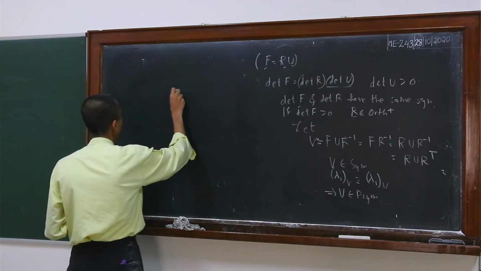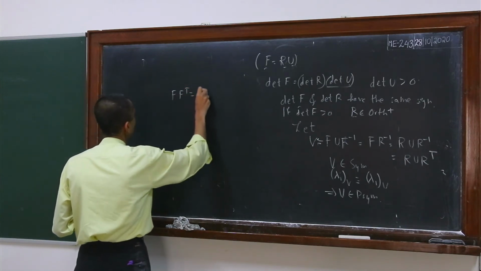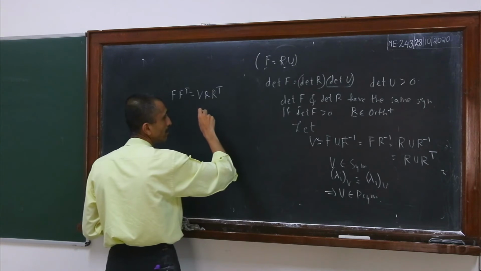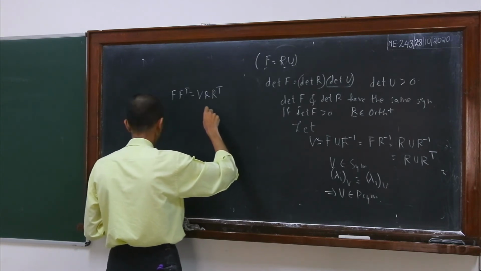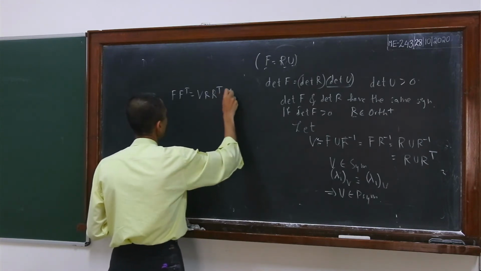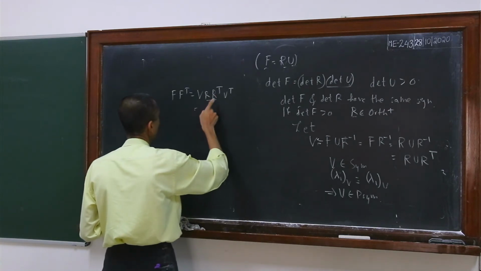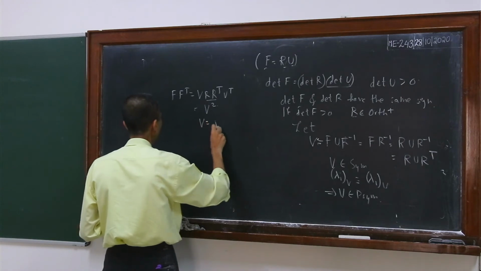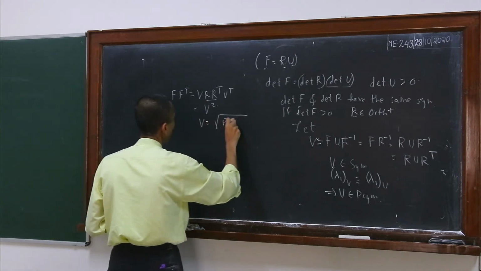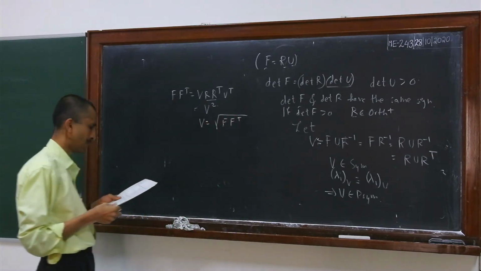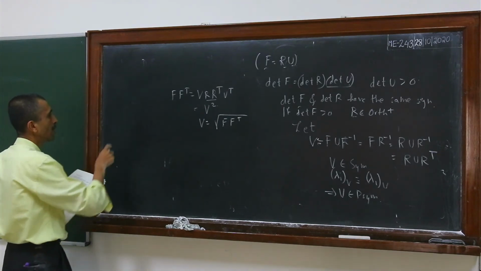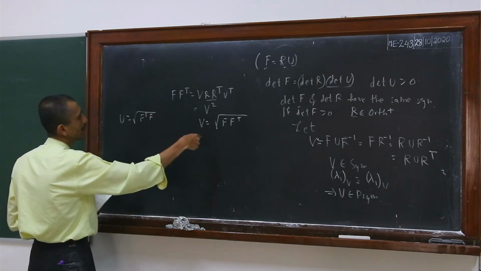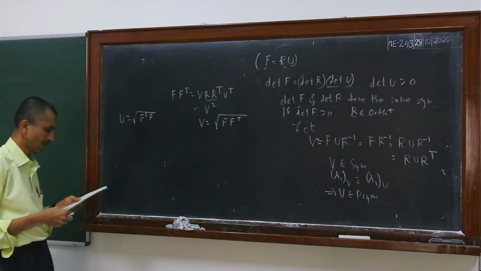So F times F transpose now is equal to V R times R transpose times V transpose, and R transpose R is equal to identity, so this will become V squared, and so V will be equal to the square root of F F transpose. Okay, so that also we have now shown. So basically U is the square root of F transpose F, and V is the square root of F F transpose. So these are the things.